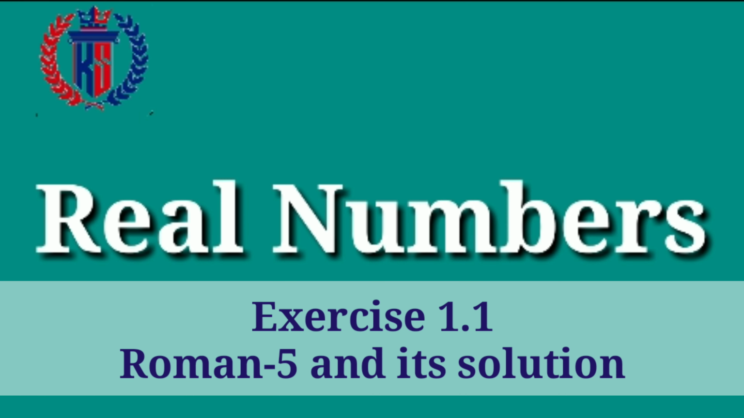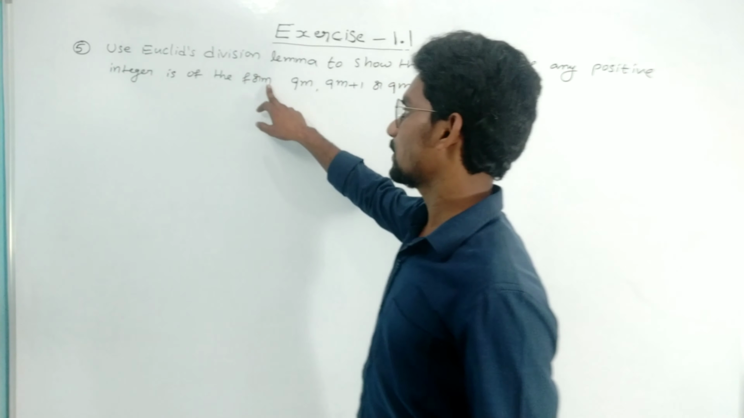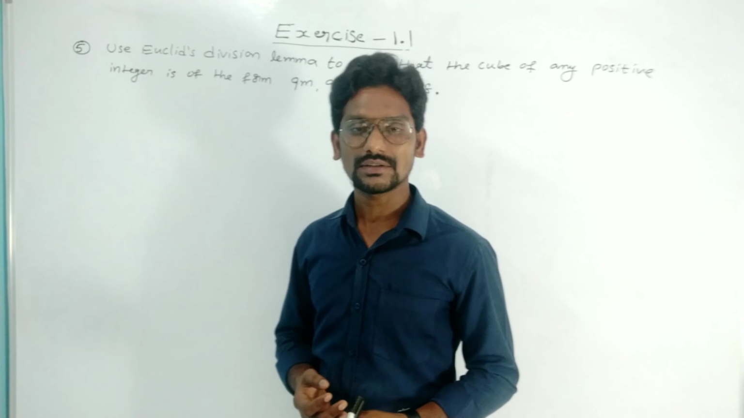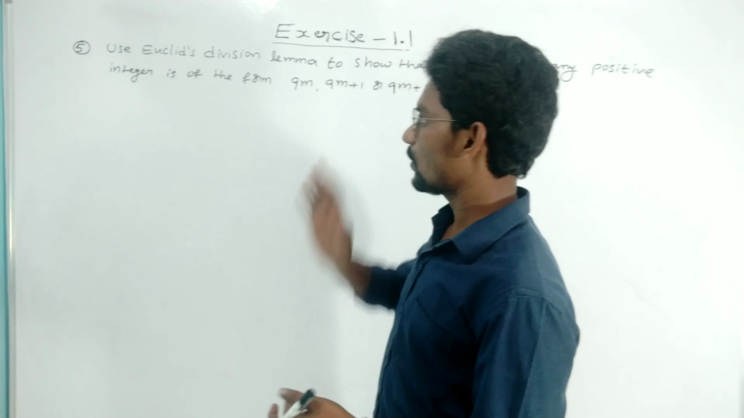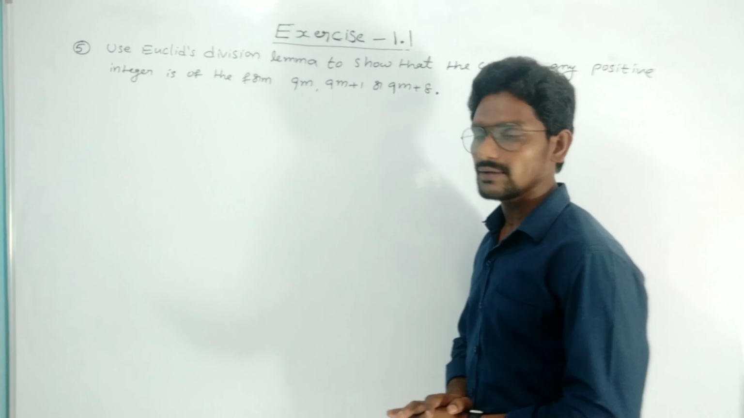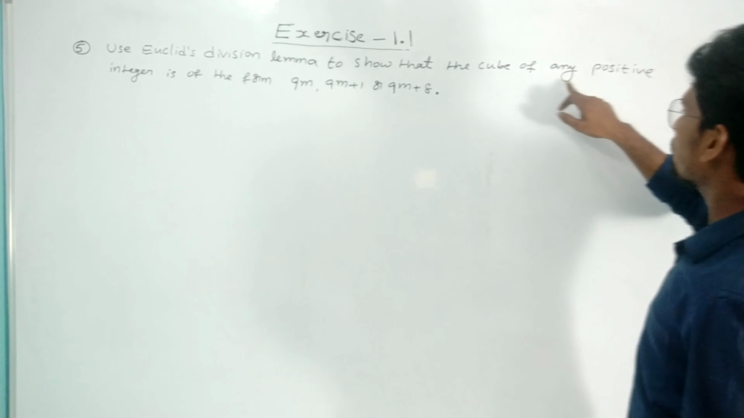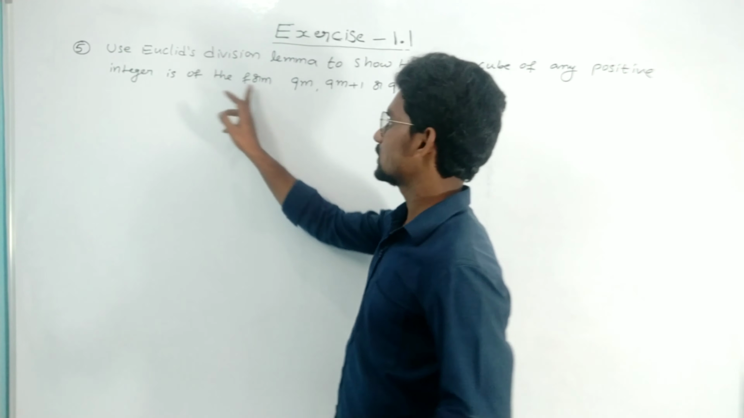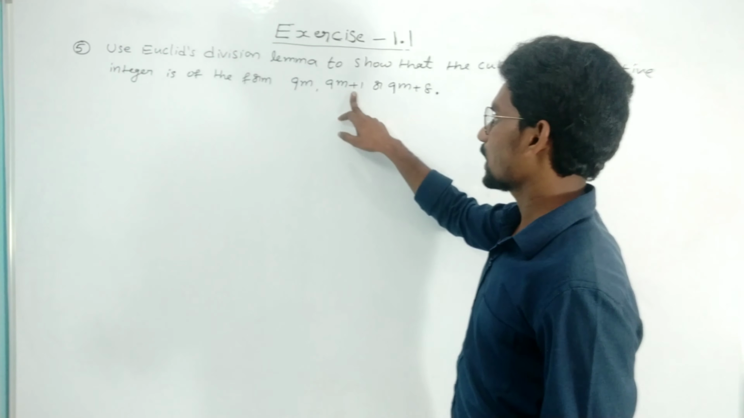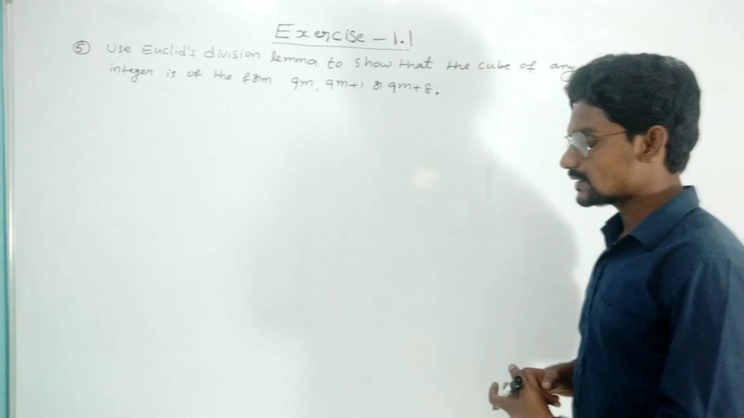Now exercise 1.5, Roman number 5. This problem is very important for the public examination, for 4 marks. First of all, read this problem carefully. Use Euclid division lemma to show that the cube of any positive integer is of the form 9m, 9m plus 1 or 9m plus 8.